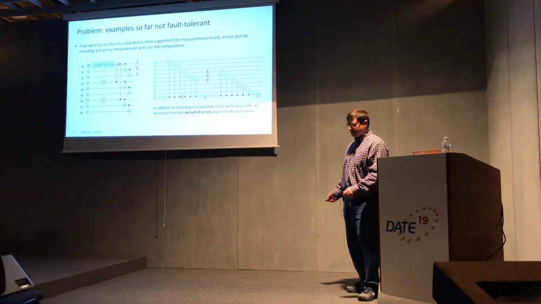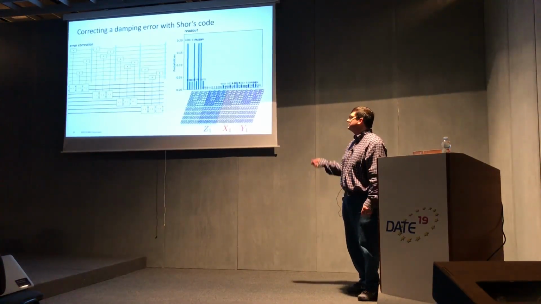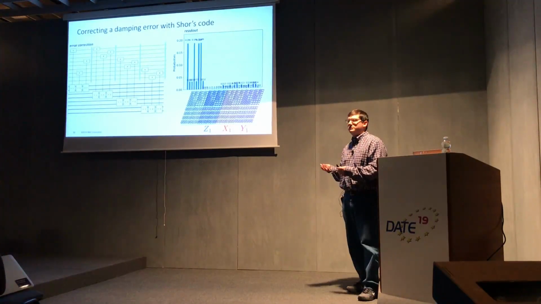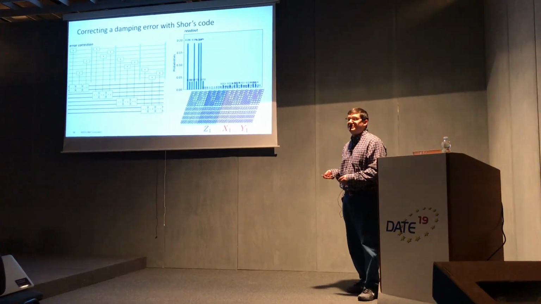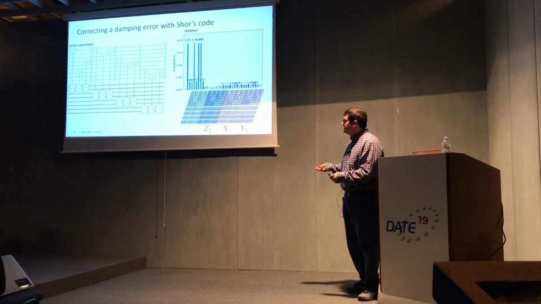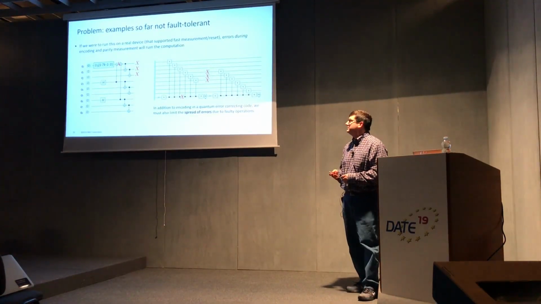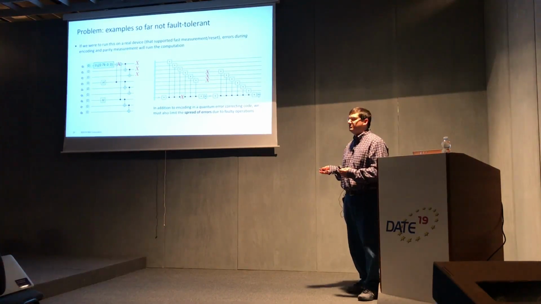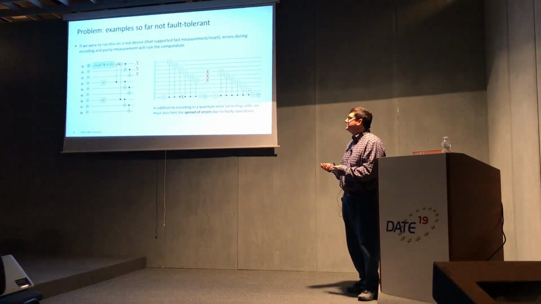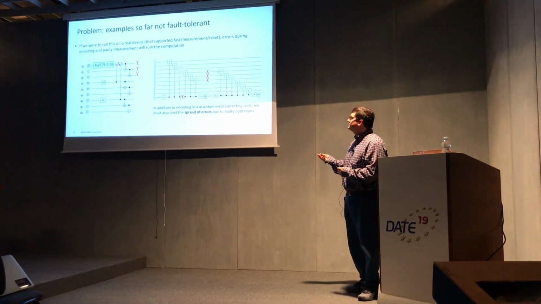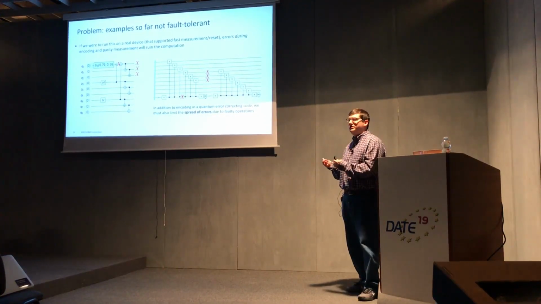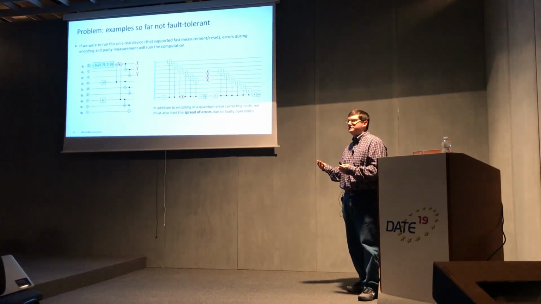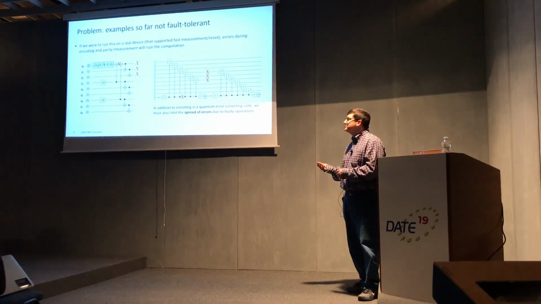All right, so let me just say a few words. You can see that error correction can correct general errors, and I've gone through it in a lot of detail. But the examples I've shown you won't work on a real device. They won't suppress errors in the way that you might initially expect, because errors during the encoding operations or during the parity checks also lead to failures.